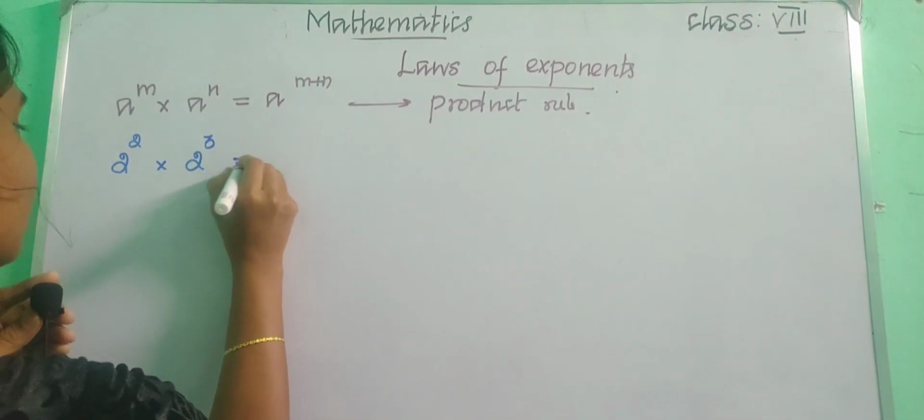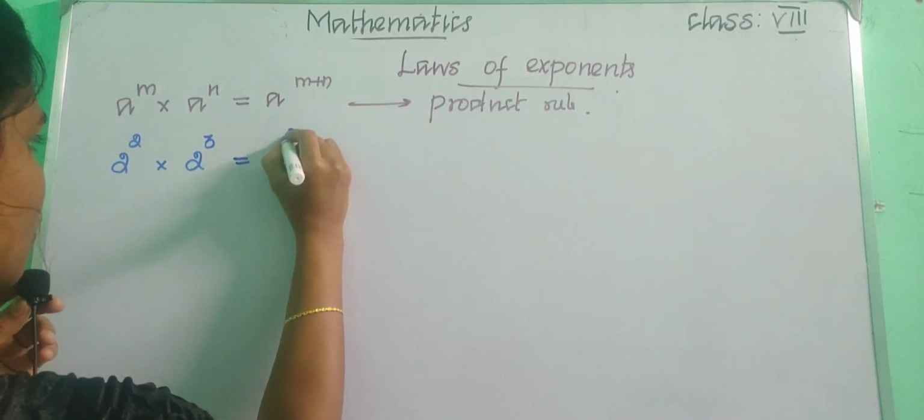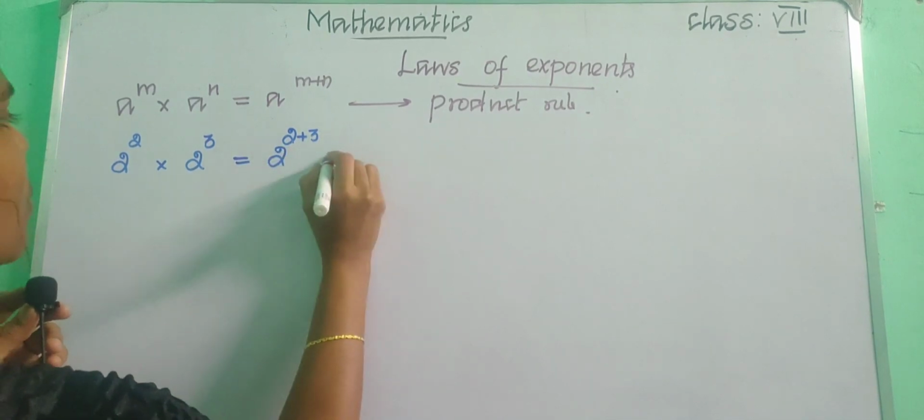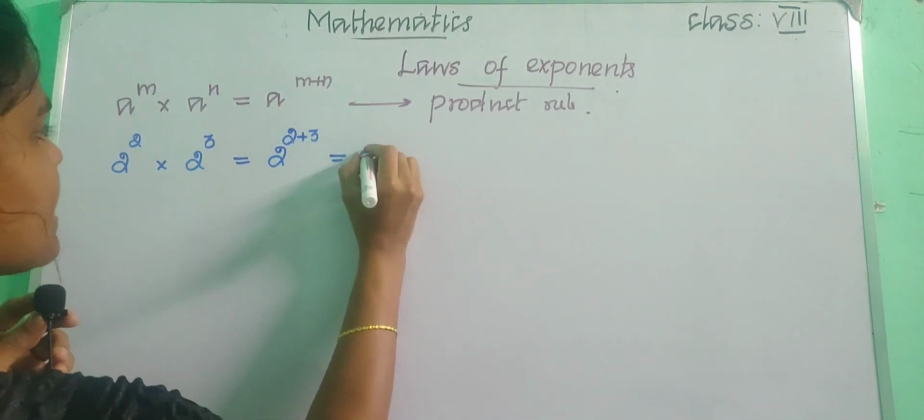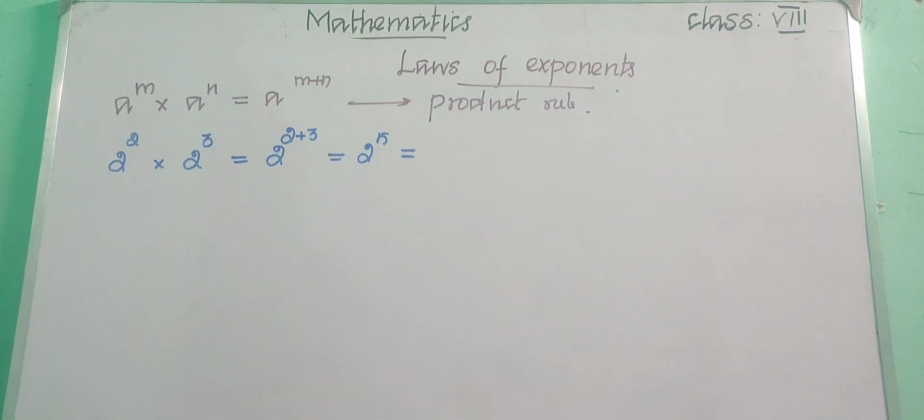So how will you write? We need to write the same base 2. So we need to add the powers, right? So 2 plus 3. Now what will you get? 2 plus 3 it is 5. 2 power 5 is the answer. So 2 power 5 means what is the answer?